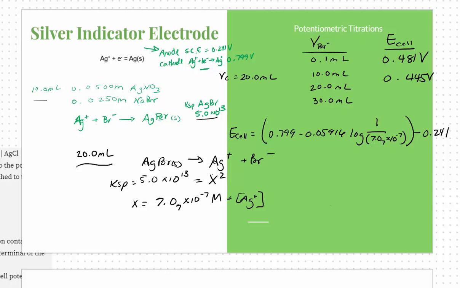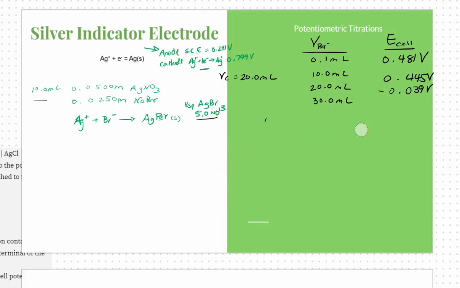So you should get an E of the cell at 20 milliliters of the bromide solution being added. You should get an E of the cell of negative 0.039 volt. Nope, looking at the wrong set of data. So at the equivalence point, you should get 0.194 volts. That makes far more sense. Now we're going to 30 milliliters. Now 30 milliliters is after the equivalence point.